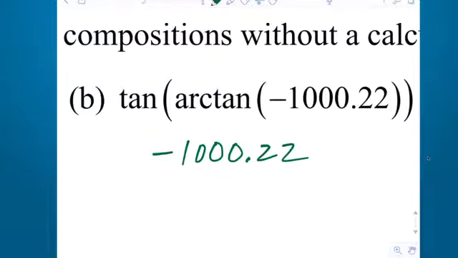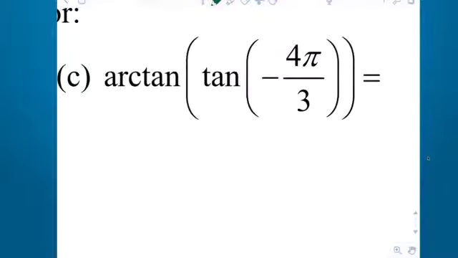All right, letter C. Arctangent of negative 4 pi thirds. We're starting with a what? Starting with an angle. Tangent of that angle is going to give us a ratio, and then the arctangent of that ratio is going to give us an angle in the PVR. Is tangent, first of all, defined at negative 4 pi thirds? Or is that a vertical asymptote? It is defined, but it's not in the PVR. So let's figure out where negative 4 pi thirds lives.